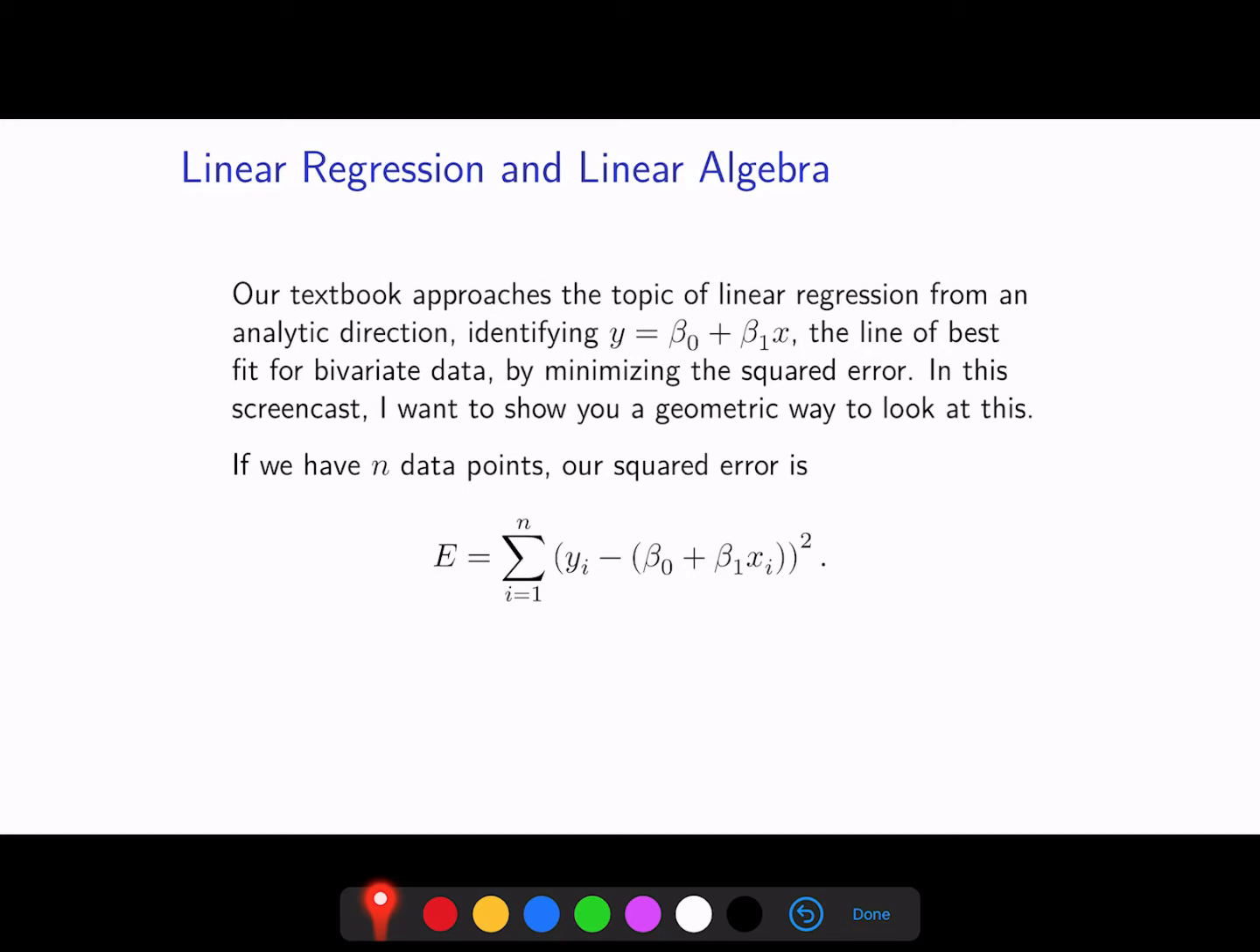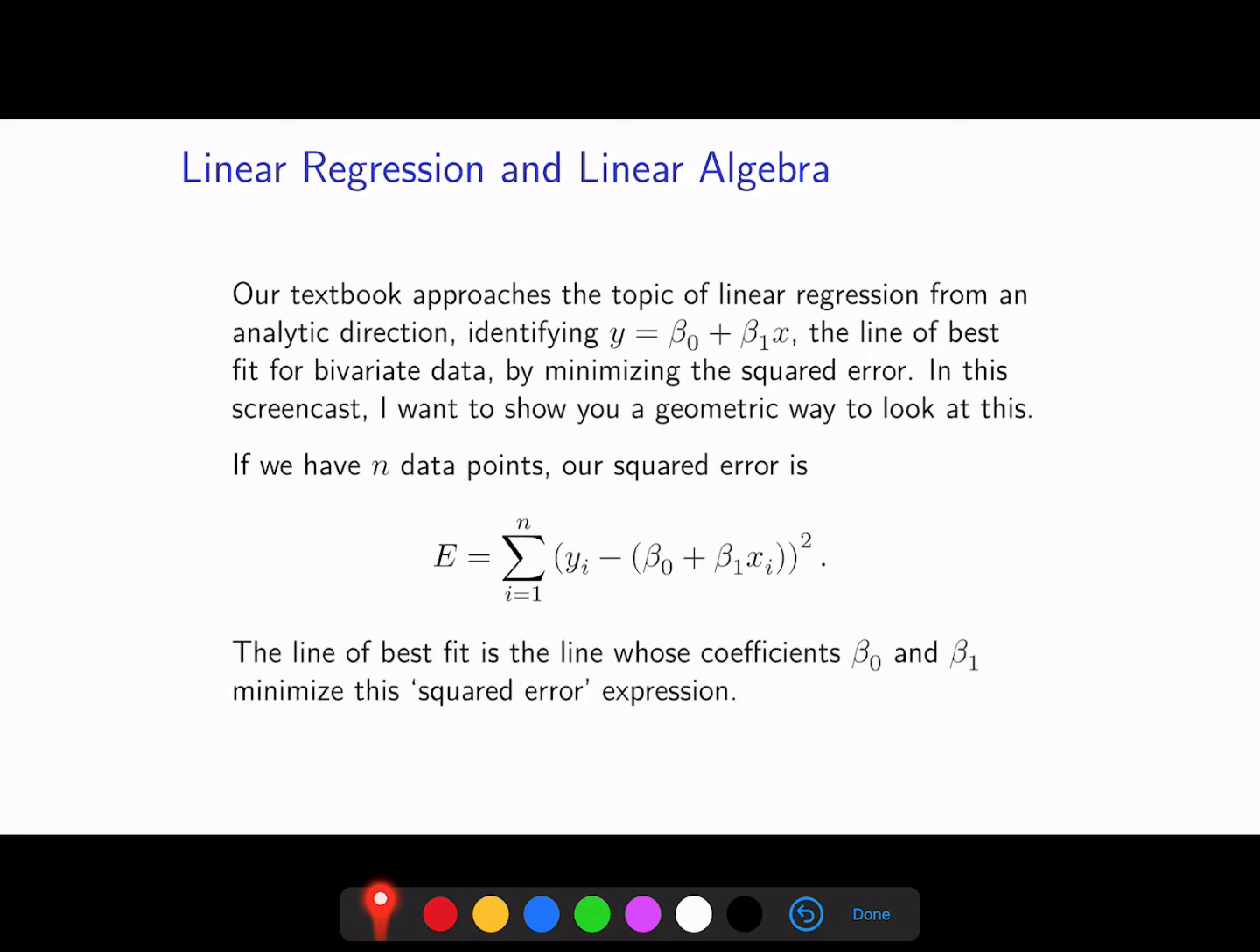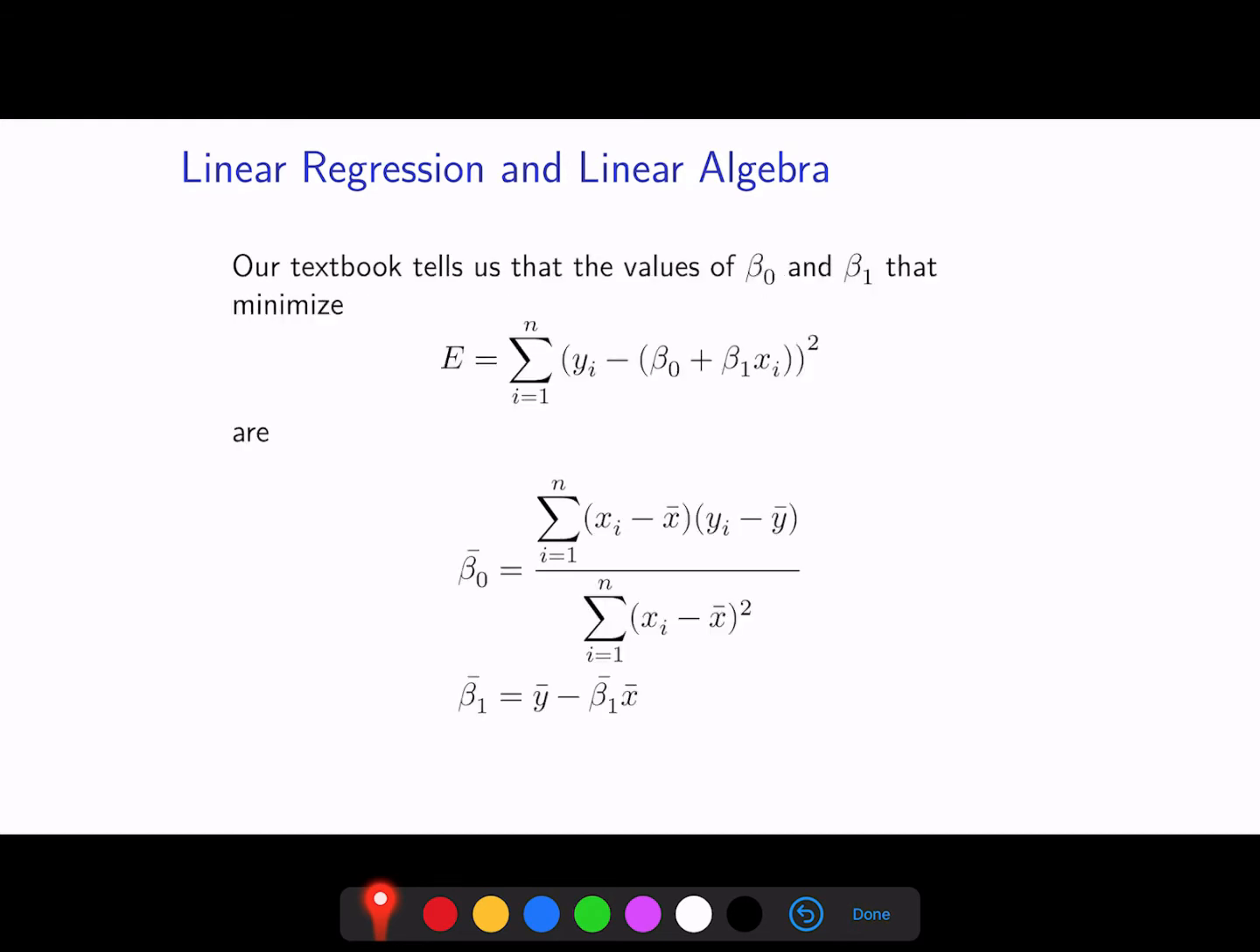Because the differences could be positive or negative, the approach is to square things so all these differences become positive, and so we don't accidentally have errors canceling out. So this is the squared error function that we're going to minimize. The line of best fit is the line whose coefficients, beta naught and beta 1, minimize this squared error expression. Our textbook tells us that the values of beta naught and beta 1 that minimize this squared error expression, and this is the same from the previous slide, have formulas given here.